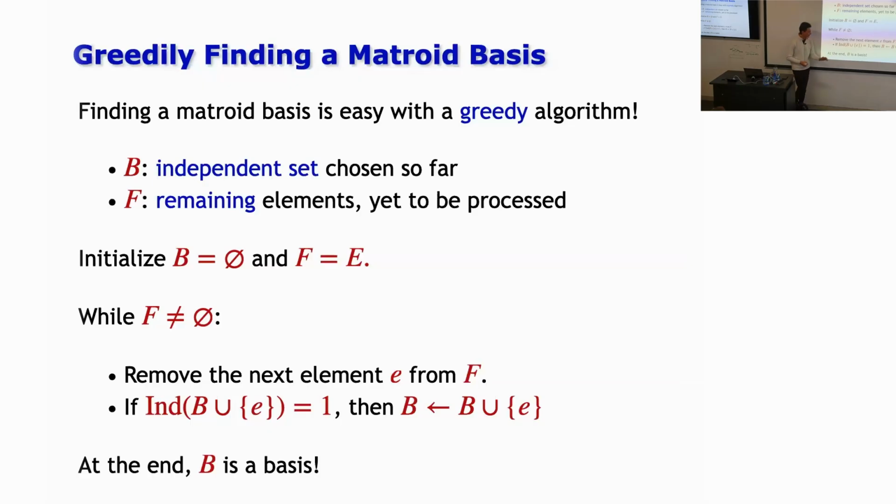And the claim is that at the end of this entire procedure, your set B is indeed a basis of the matroid. And so does anyone see why this is the case?